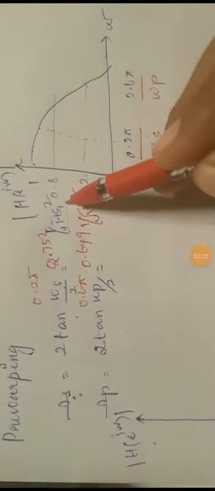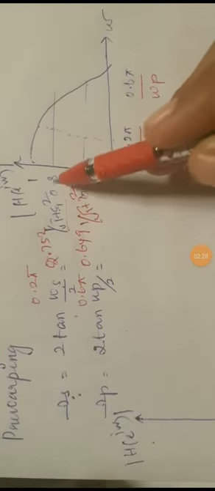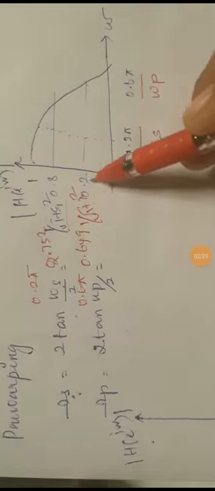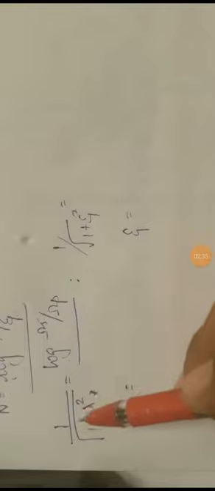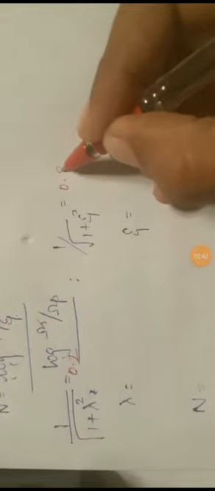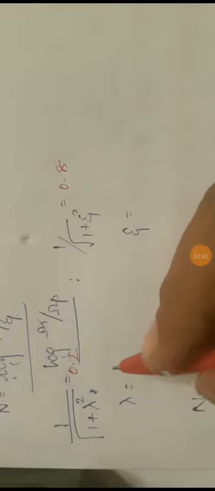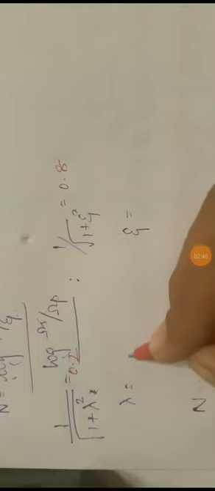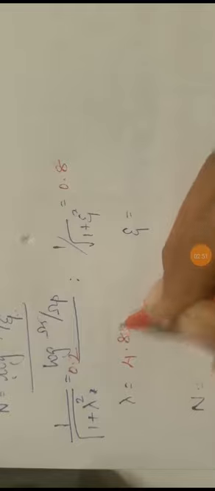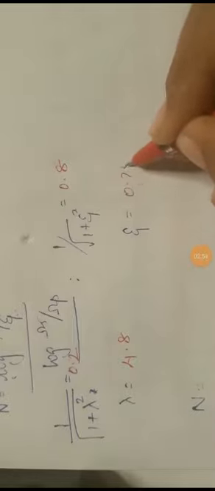Lambda and epsilon are not directly given, so that is why we have drawn this graph. From the graph, 1 divided by lambda square is 0.2. From that graph alone we have to find the lambda and epsilon values. So 1 divided by lambda square is 0.2, 1 divided by epsilon square is 0.8. Solving this, the lambda value is 4.8, and the epsilon value is 0.75.